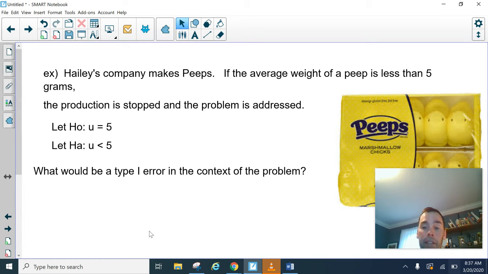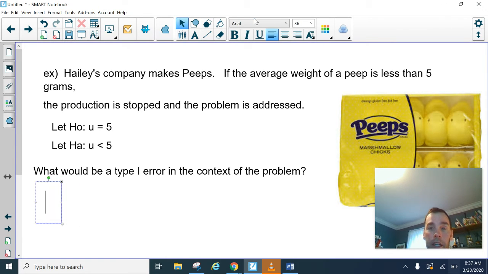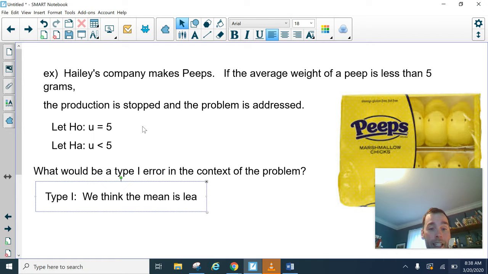So the null hypothesis might be here that the mean is equal to 5. The alternative would be that the mean is less than 5. And the question is, what would a type 1 error be in the context of this problem? So type 1 would be we reject the null when the null is true. So the null is that the mean is 5. So we reject that. So we think the mean is less than 5.